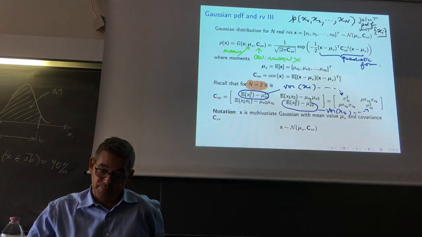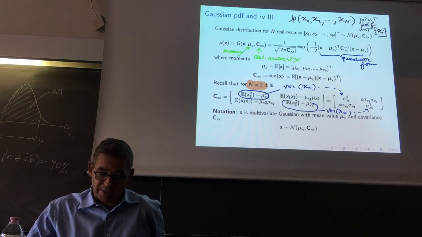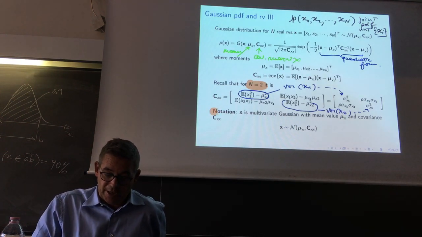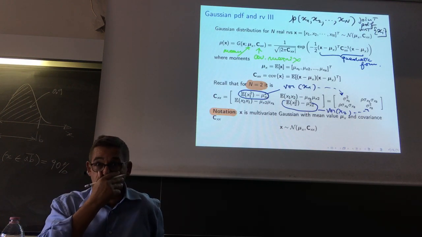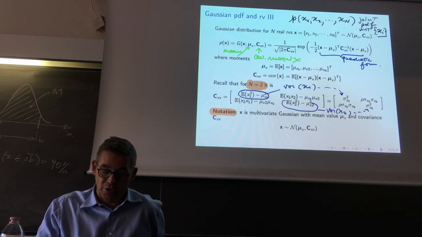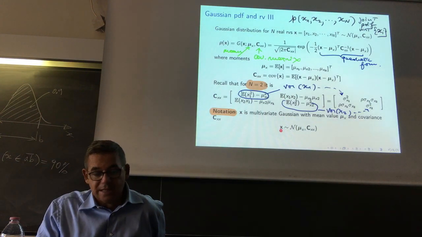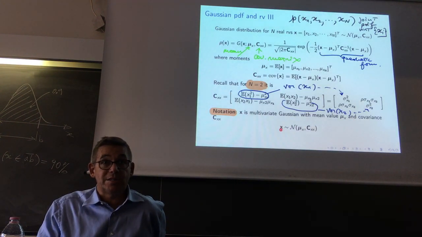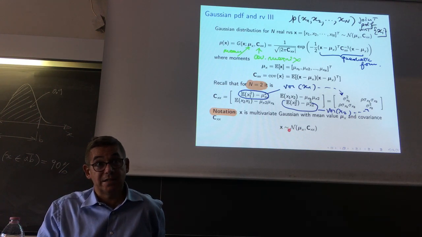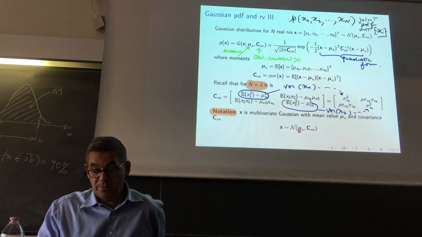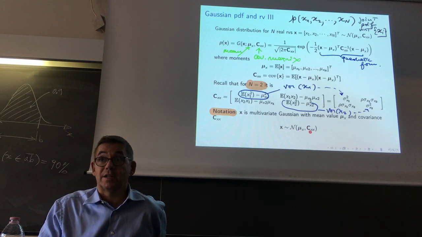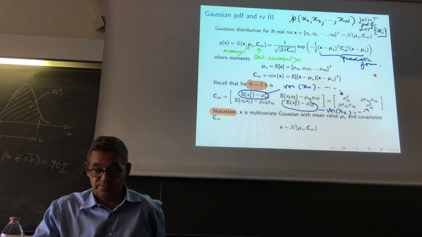Now, in a general sense, look at the notation. The notation is a way to indicate the problem and the variable to solve. So in the notation, we say that x is a multivariate Gaussian with mean value mu x and covariance Cxx. When I indicate it this way, it means x is distributed as a normal distribution with mean mu x and covariance Cxx. Okay, and we stop here. We continue.